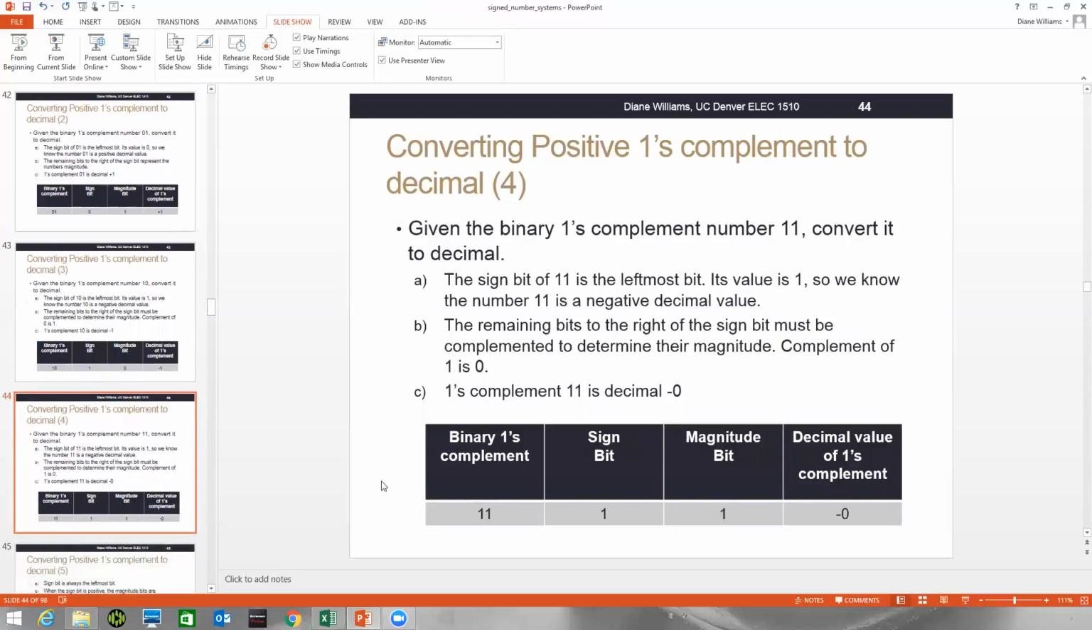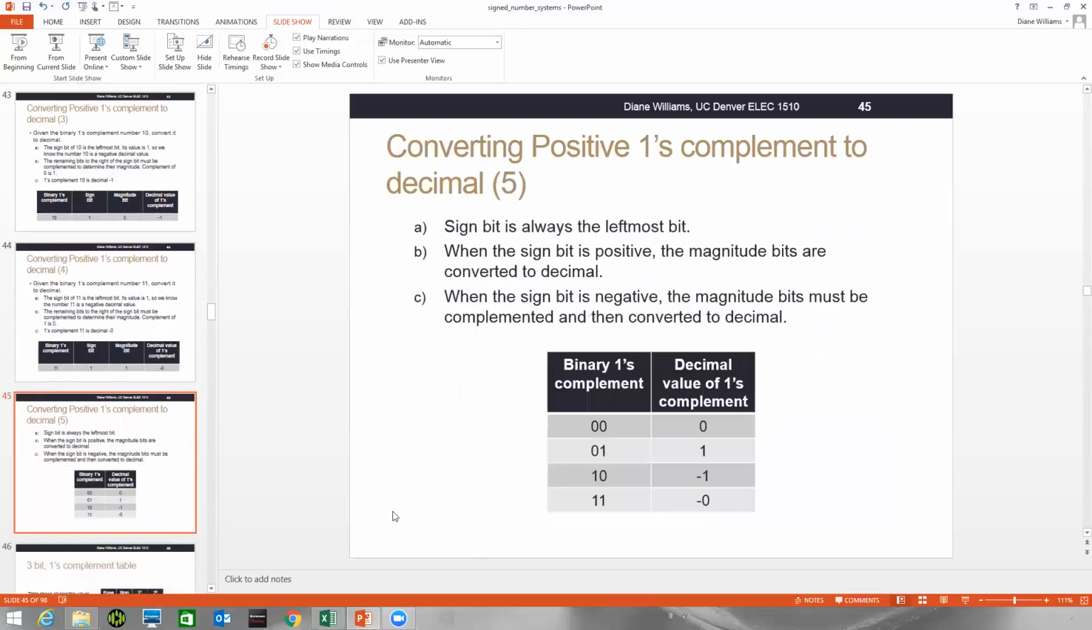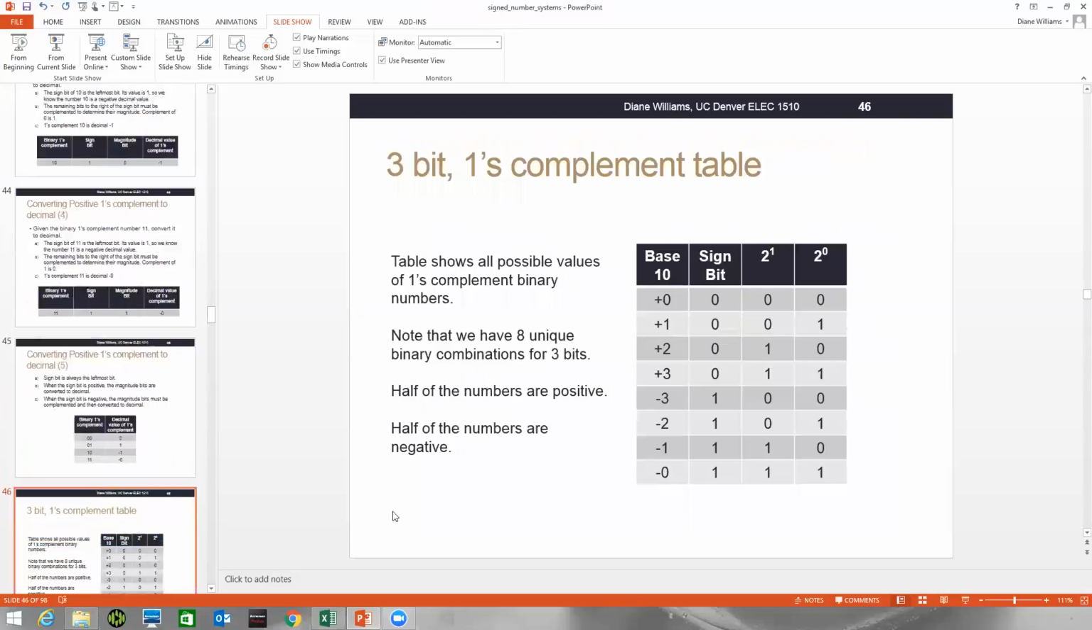And same way here for the 1, 1 case. We said in this case the sign bit is a 1. That tells us to put a negative sign in our answer. We complement the magnitude bit of 1 to 0 and see that our answer is minus 0. Right. And there's a table just summarizing what we did.